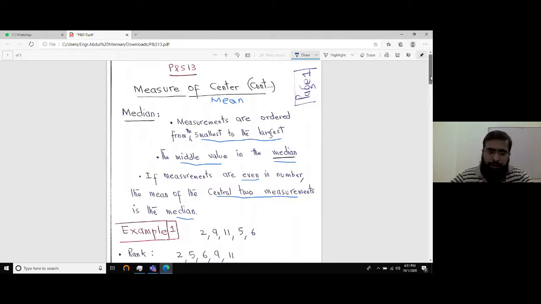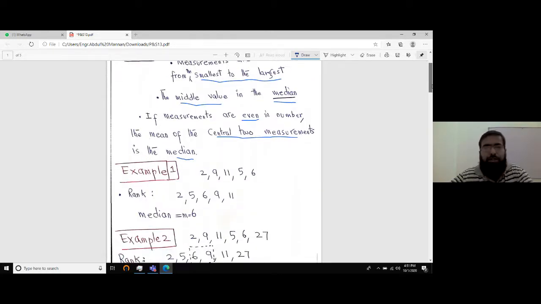Let's try to understand this better with the help of two examples. Example number one is this data given: 2, 9, 11, 5, and 6. First, we have to rank it in the increasing order or ascending order: 2, 5, 6, 9, 11. Since the number of data items are 1, 2, 3, 4, 5, they are odd. Therefore, after we have arranged it in ascending order, the middle value is the median, right?